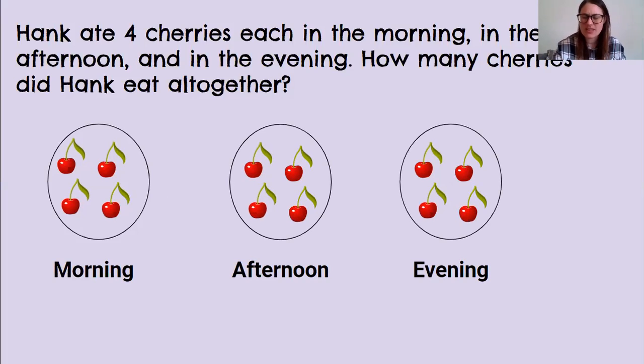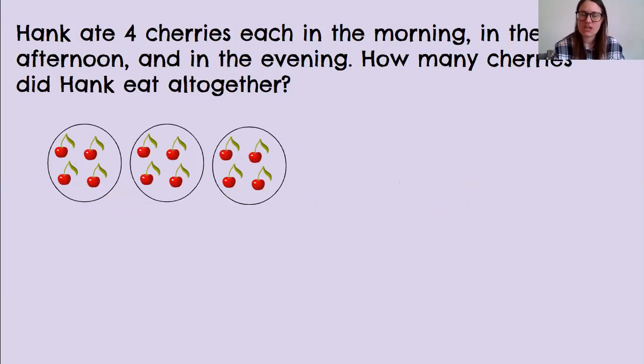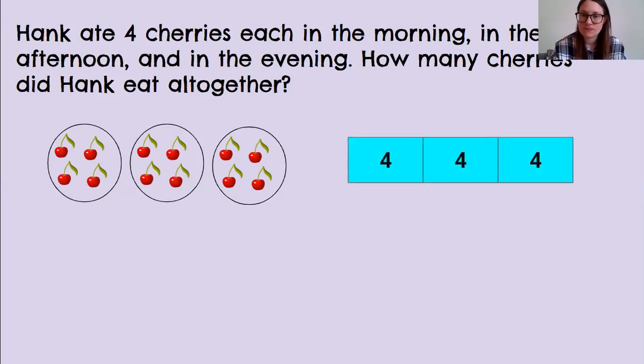This is good, but we actually want to make a tape diagram for this one. So what would that look like? Again, we have our 3 different times of the day, morning, afternoon, and evening, and Hank ate 4 cherries at each of those times. So what could we do? If the tape diagram in your head looked like this, give me a thumbs up. Yes.